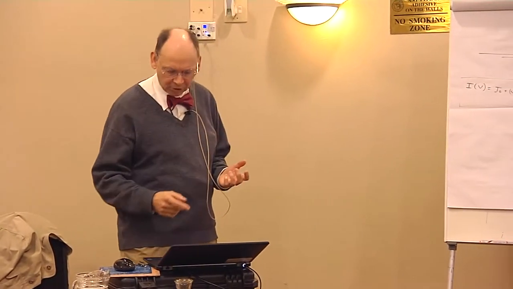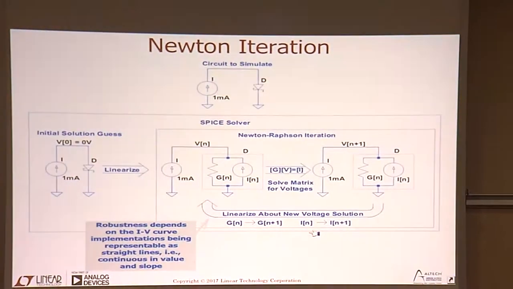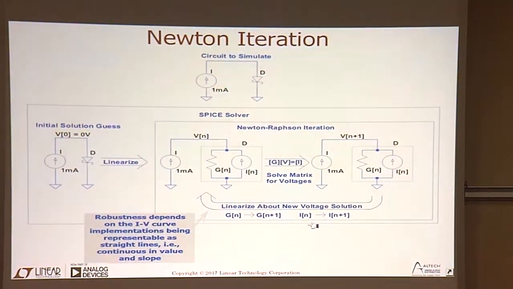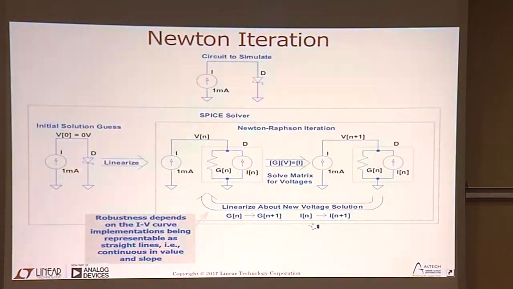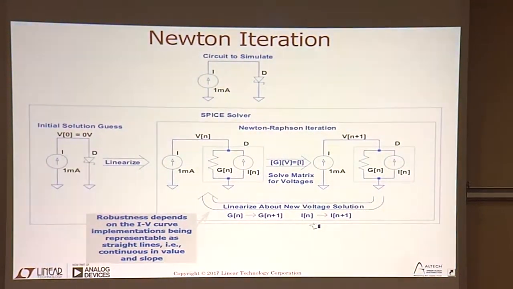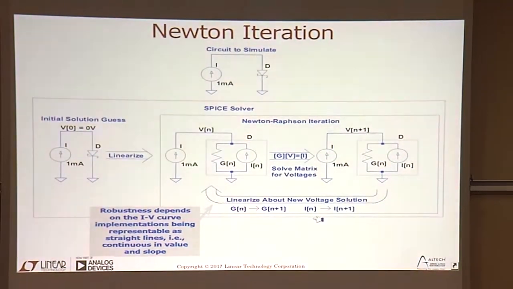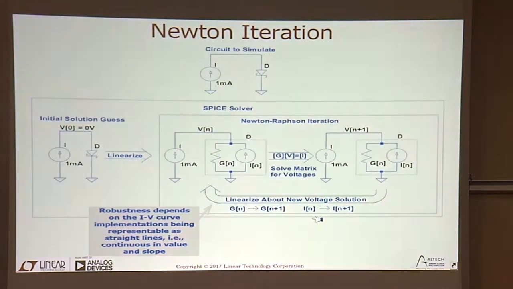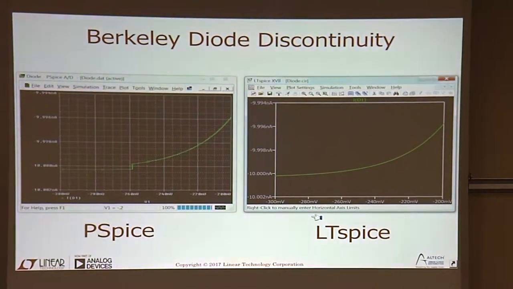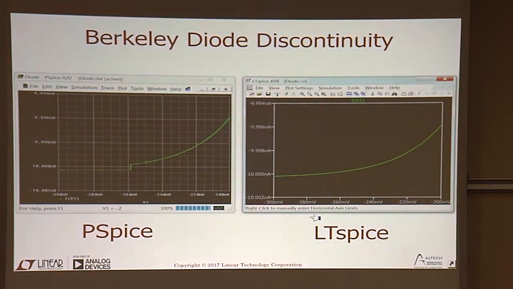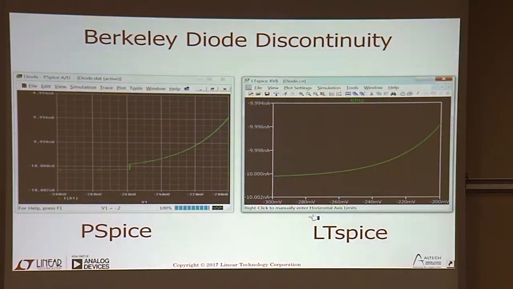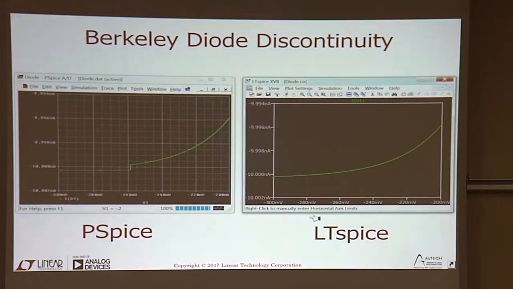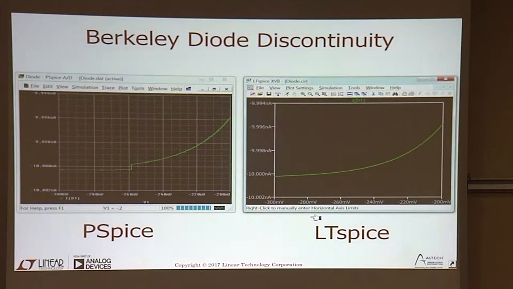All right. Now, that's where you get into the differences between SPICE programs. The robustness of your SPICE solver depends on whether or not the IV curves are continuous in value and slope. Now, a real circuit, they're all continuous in value and slope, but the software has bugs in them so that they're not continuous in value and slope. For example, Berkeley SPICE has a discontinuity in its IV curve for a diode. That's what Berkeley SPICE does. It's just a bug in the program, and that bug is in, I believe, every commercial SPICE program I'm aware of. LTSPICE doesn't have it. I'm from UC Berkeley. I'm familiar with these bugs. That bug is not there.